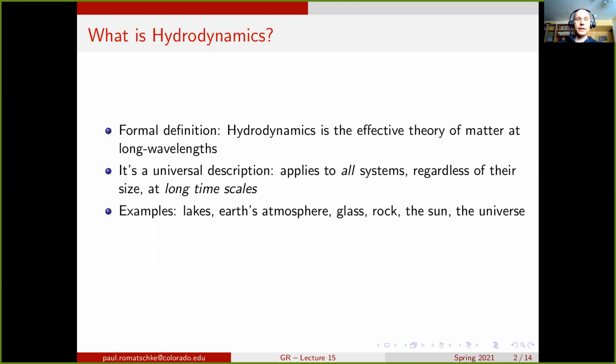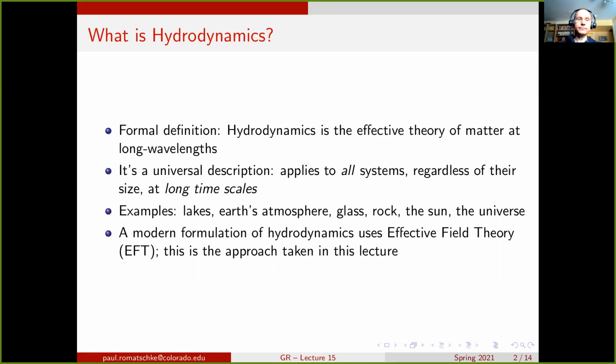Examples of hydrodynamic systems include lakes, Earth's atmosphere, glasses, which also flow at sufficiently long timescales, rock, such as Earth as a whole, which can be described as a fluid on geological timescales, the sun, which can be described as a fluid that's charged, and the universe, which can also be described as a fluid at very, very long, meaning cosmological timescales. The modern formulation for hydrodynamics uses the tool of effective field theory, or EFT for short, and that's also the approach that will be taken in this lecture.